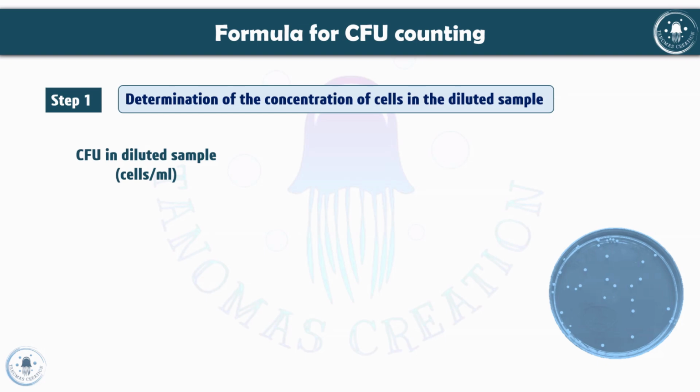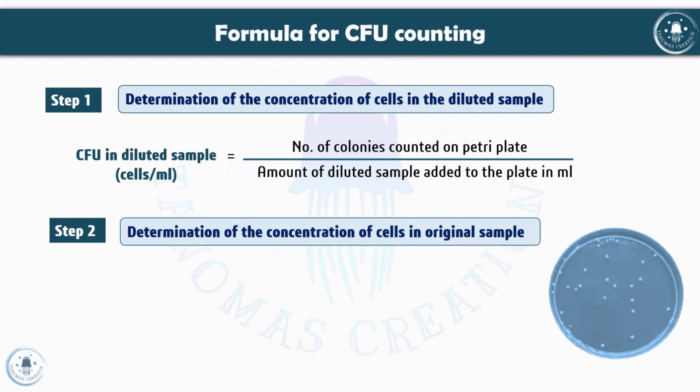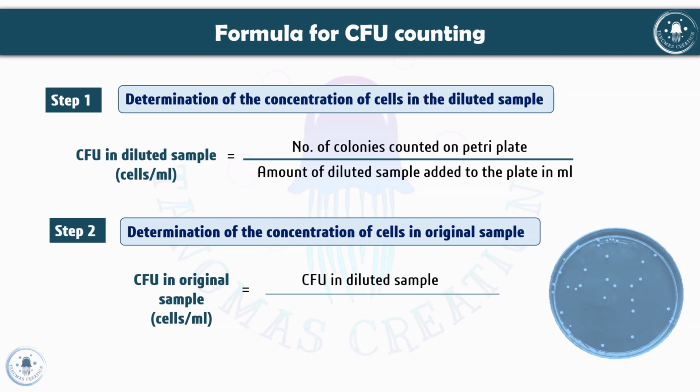So CFU in the diluted sample, cells per ml, is equal to the number of colonies counted on the Petri plate divided by the amount of diluted sample that is added to the plate in ml. Okay. And the second step is determination of the concentration of the cells in the original sample. So CFU in the original sample, cells per ml, can be found using CFU in the diluted sample divided by the dilution of the Petri plate counted. Okay, so this is how the total CFU counting can be done for the diluted sample and also for the original sample.